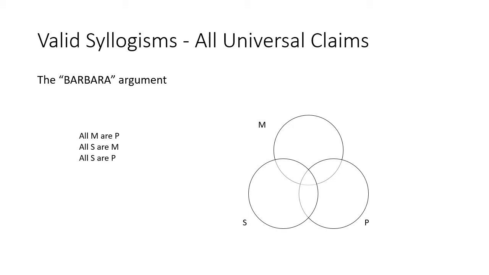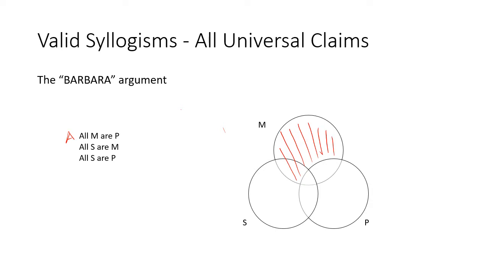has the conclusion that all S are P. So only one has a universal affirmative conclusion, and that's the Barbara argument. It's called Barbara because all the vowels in the name Barbara are A's. So this is an argument made up of all A claims. If I go to this first premise, we see that all M are P is an A claim, and if we draw the Venn diagram of that, we'll have this area shaded in.